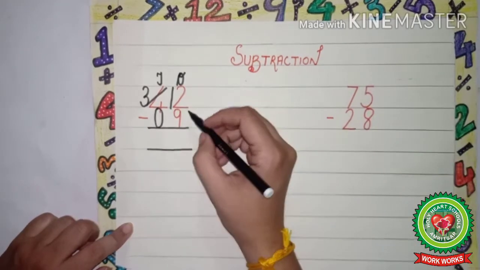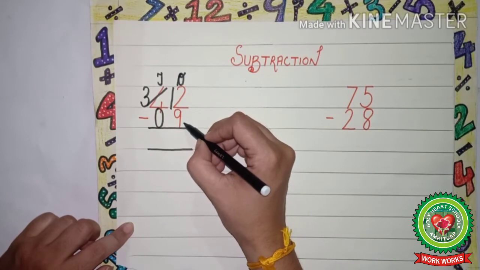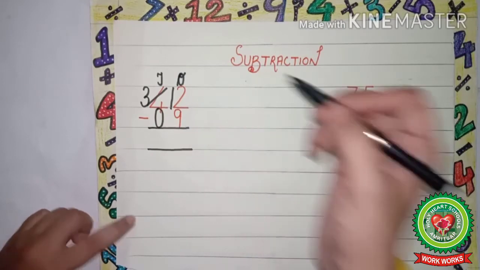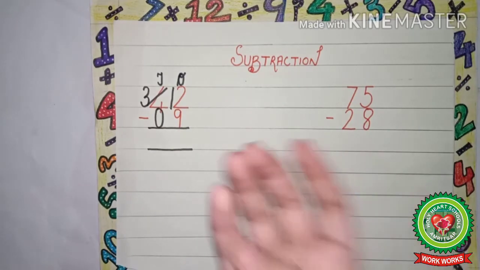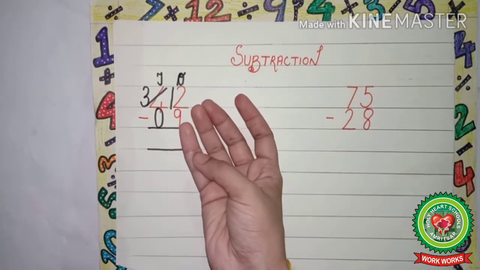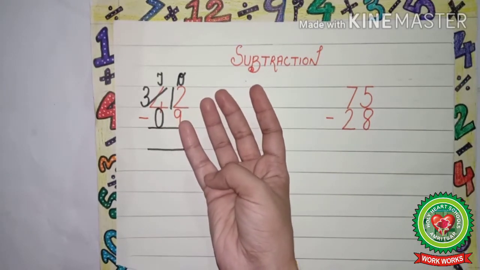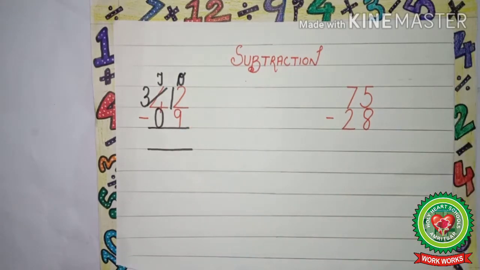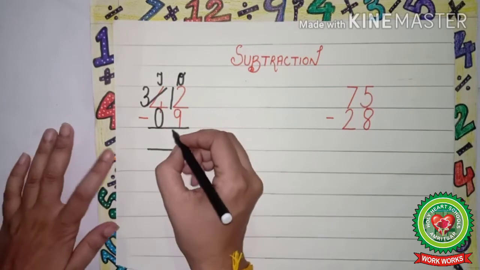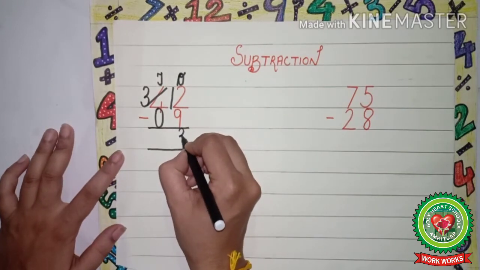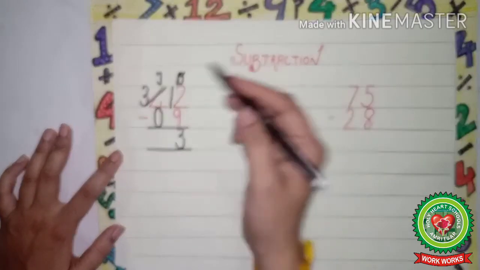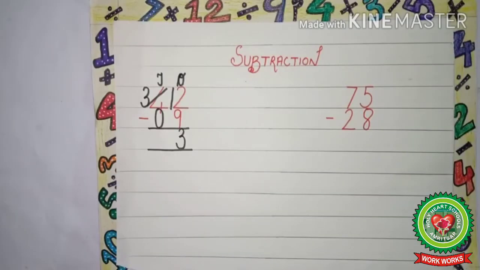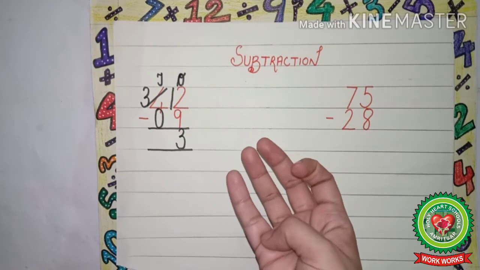Okay. Now we will start counting at 9 and stop at 12. Now what comes after 9? 10, 11, 12. So how many steps are there? 1, 2, 3. So the answer is 3 and we will write 3 under ones. Now start at 0 and stop at 3. What comes after 0? 1, 2, 3.